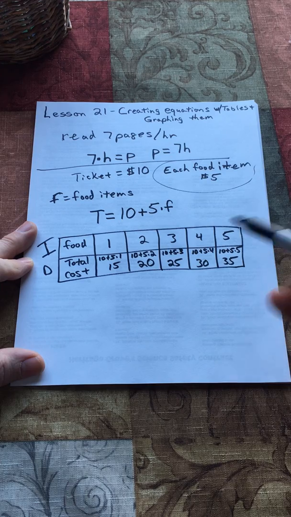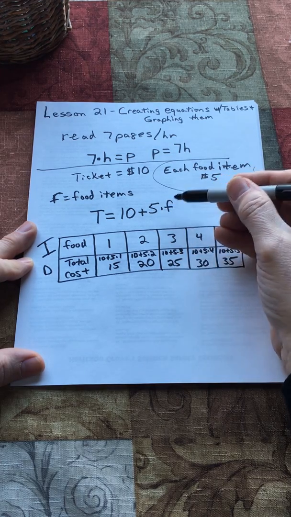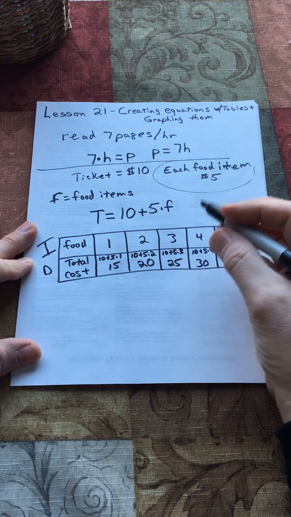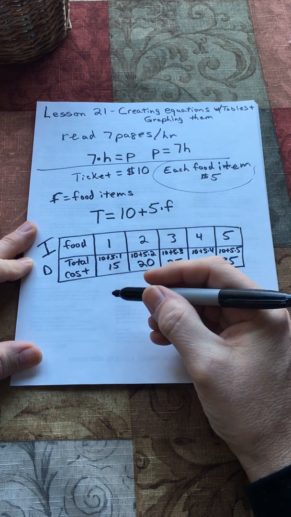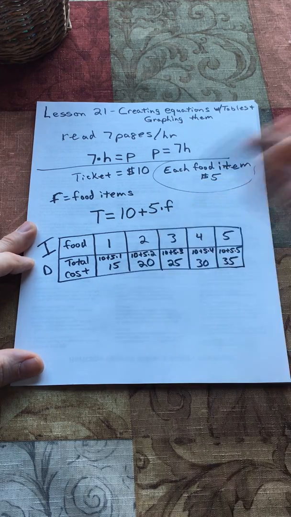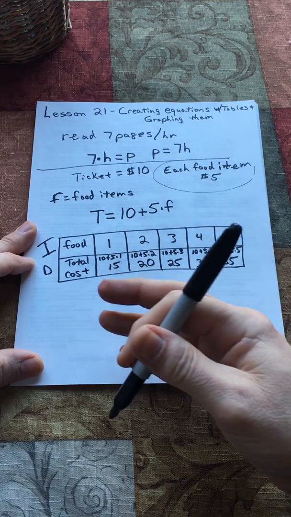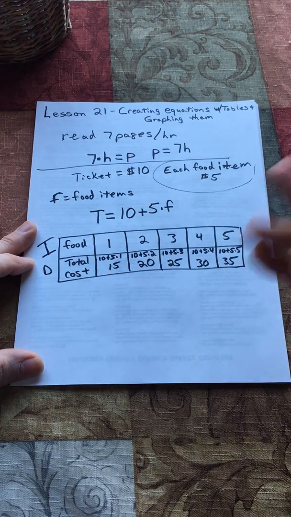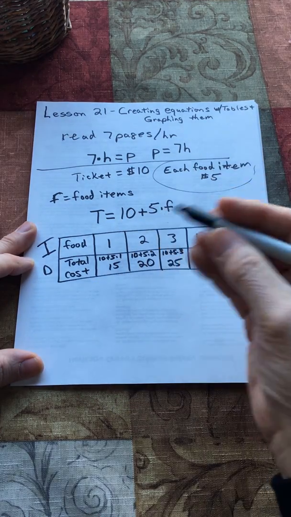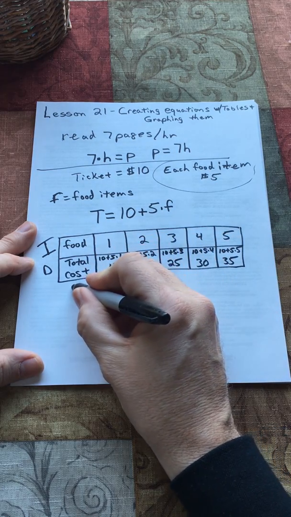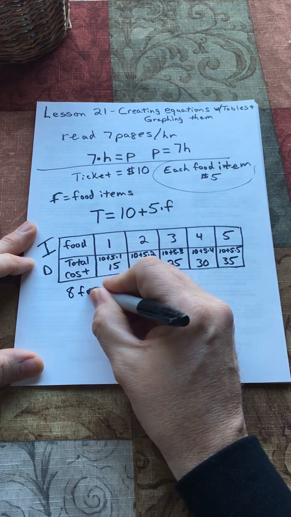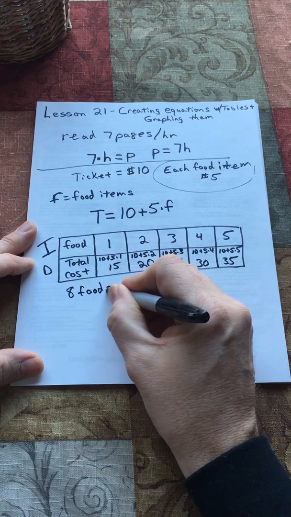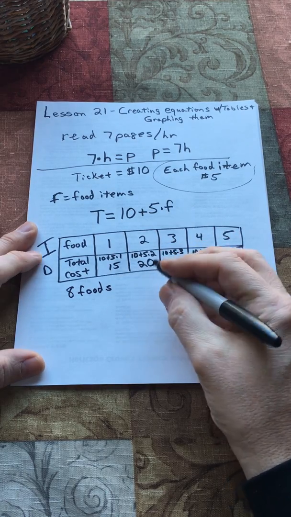Okay? How about this? Can we use this equation to answer this question? How much would it be if you were just really hungry and you got a hot dog and a popcorn and a soft drink and a couple candy bars? What if you got 8 food items? Oh boy. Well, you're going to have a pretty big bill. So let's figure it out.